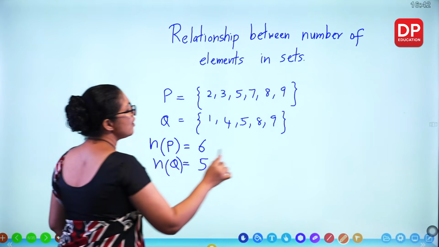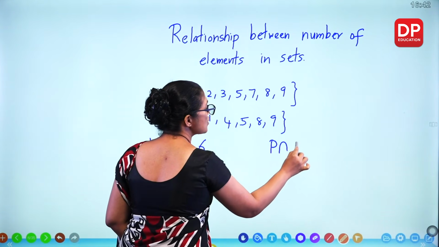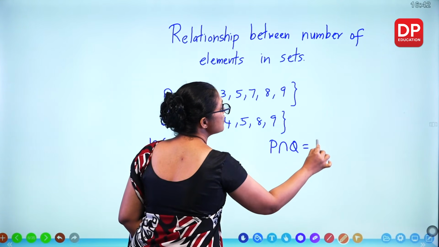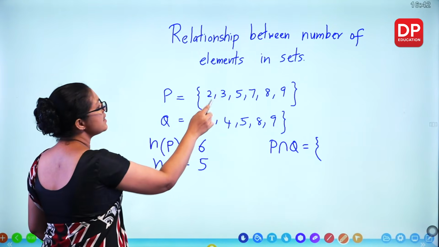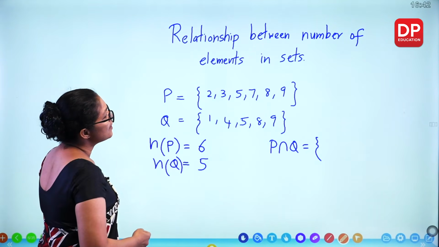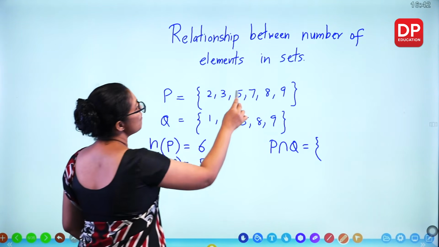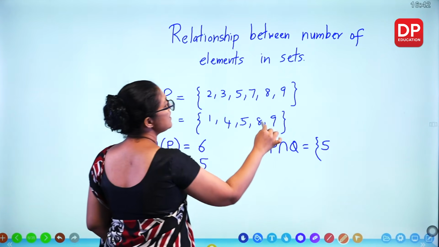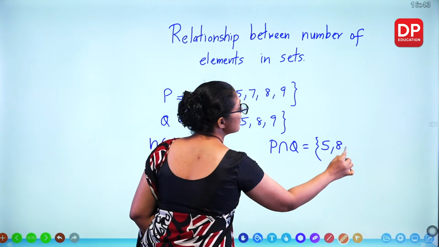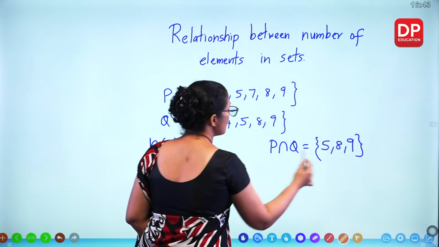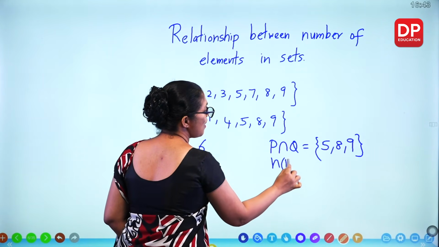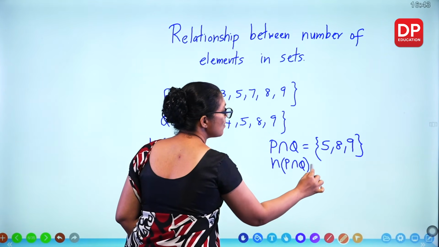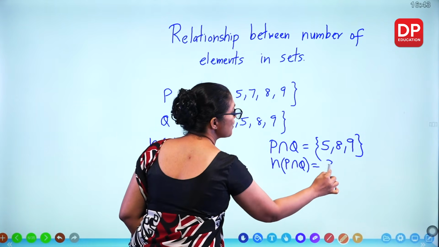And then I want what is P intersection Q. Common region for P and Q. What are the numbers common? 5 is common and 8, 9. So what are the elements in P intersection Q? You get 1, 2, 3.